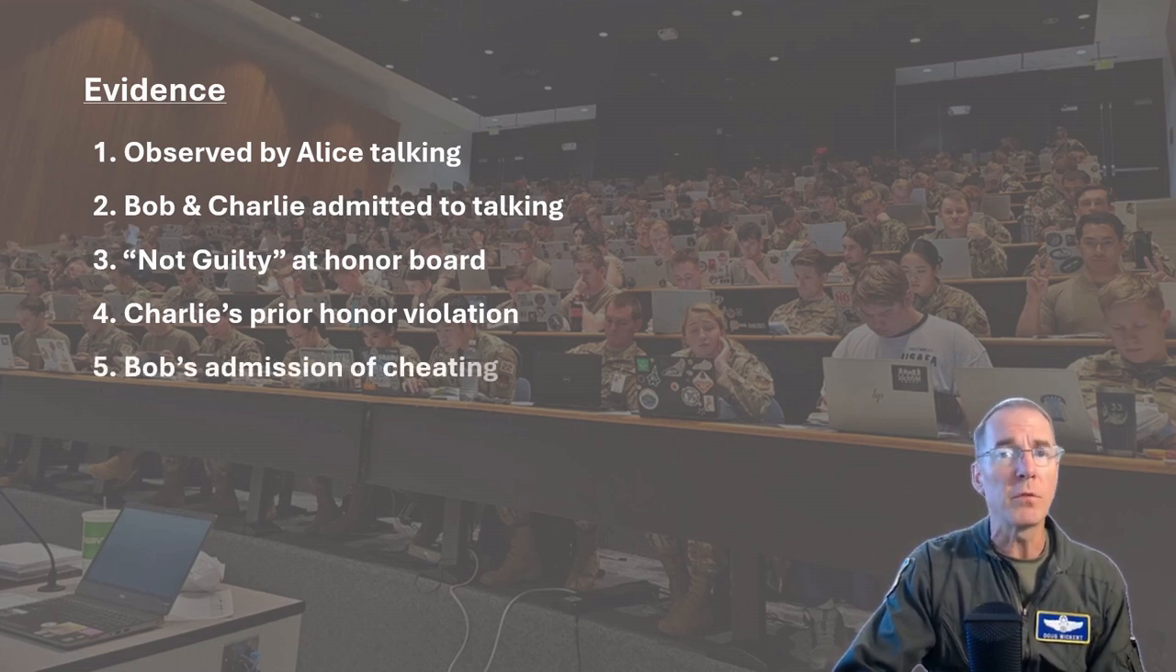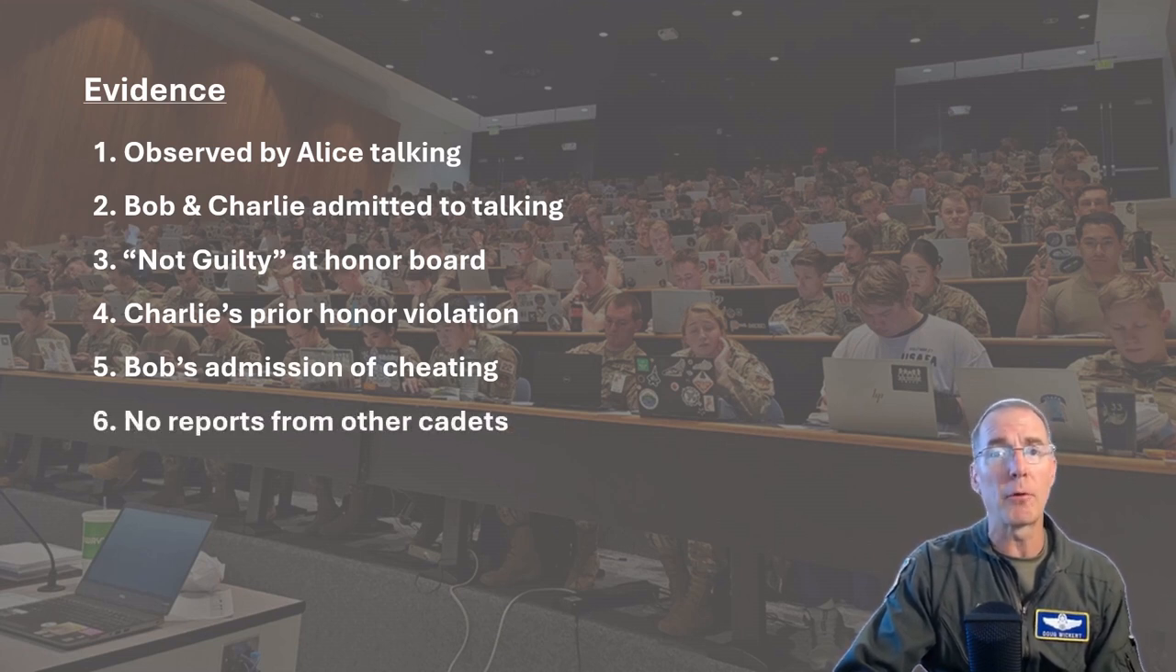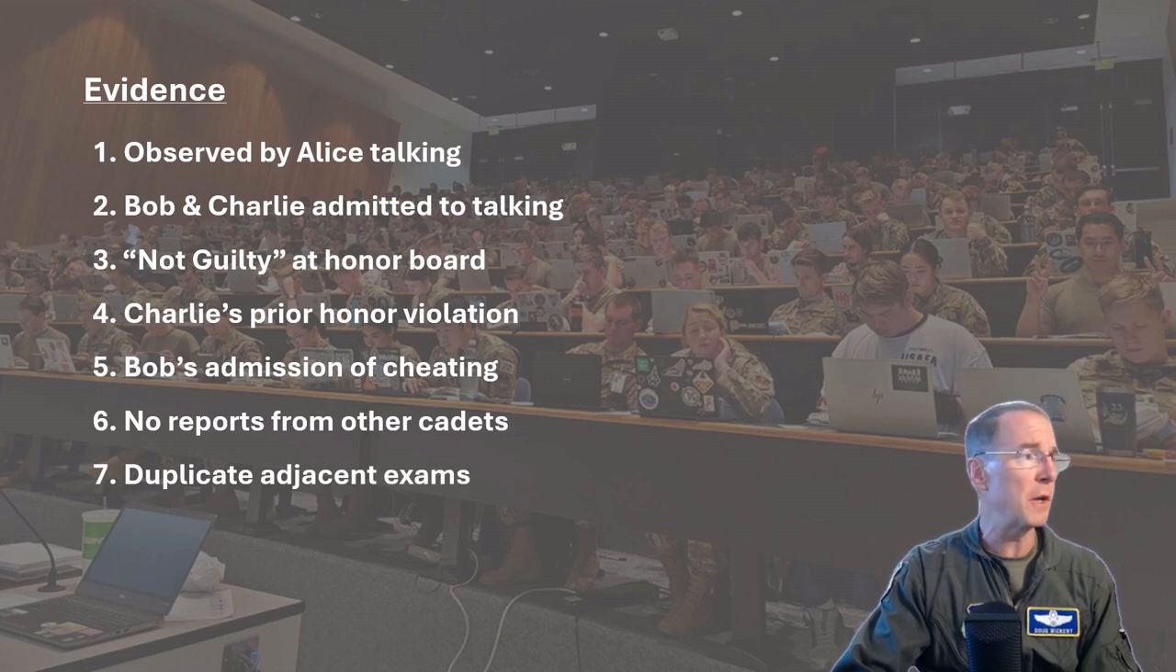Bob admitted to cheating, so we know that cheating occurred. None of the other students sitting around Alice, Bob, or Charlie said that they'd observed anything suspicious, though they were all friends of Bob and Charlie. There were actually two versions of the exam in the room.